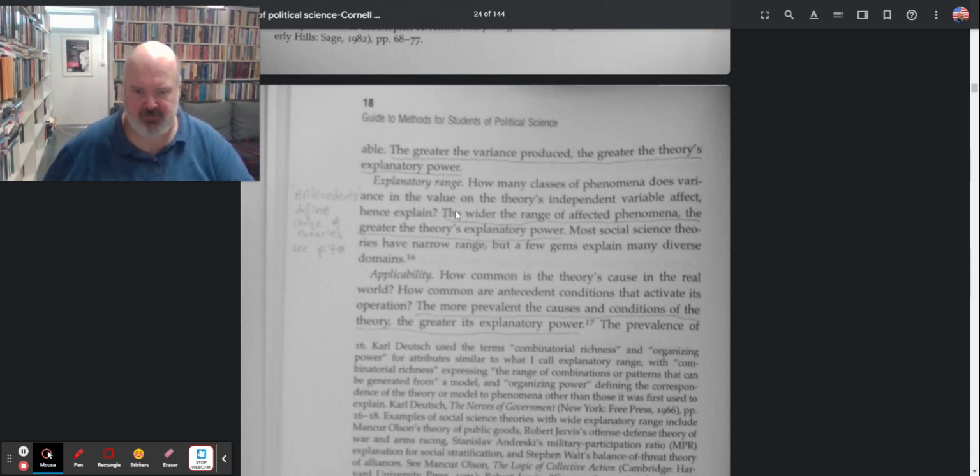Next, explanatory range, the range of the explanation. How many classes of phenomena does the variance in the value of the theory's independent variable affect, and hence explain? The wider the range of affected phenomena, the greater the theory's explanatory value. In other words, it explains many things. Most social science theories have a narrow range, but a few gems explain diverse domains.